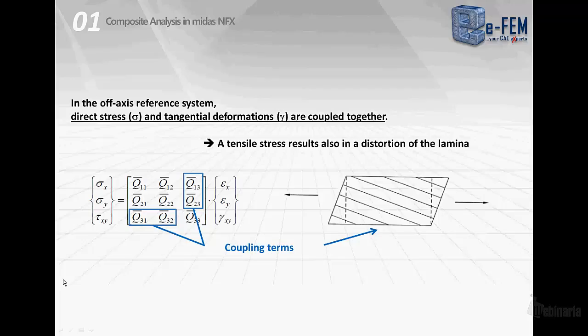If we look at the terms of the generic matrix, we see that we have new terms that are non-zero. These terms are called the coupling terms, and those are responsible for a twisting of the lamina if we apply a longitudinal load. So for a composite material that is loaded along a principal direction onto an off-axis reference system, so a generic reference system, we will see that not only direct stresses are generated, but we will also have twist along both the x and y direction. In this way, this kind of twisting is defined by the coupling terms.